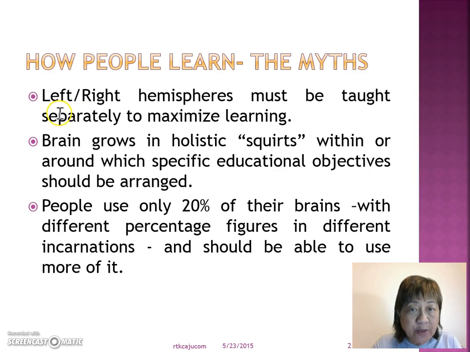First, the left and right hemispheres must be taught separately to maximize learning. Next, the brain grows in holistic squares within or around which specific educational objectives should be arranged. Third, people use only 20% of their brains, with different percentage figures in different incarnations, and should be able to use more of it.